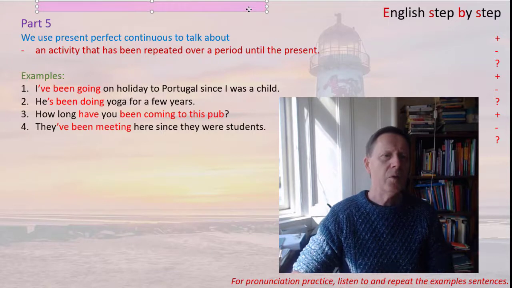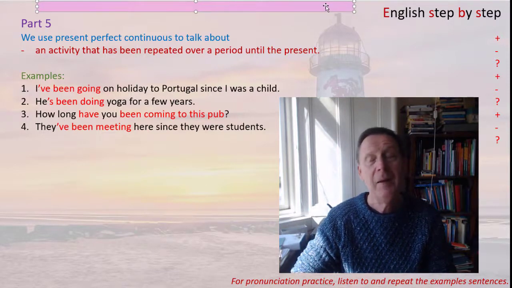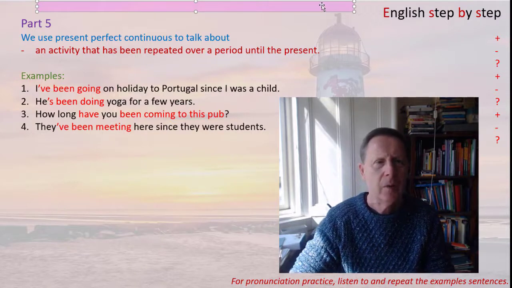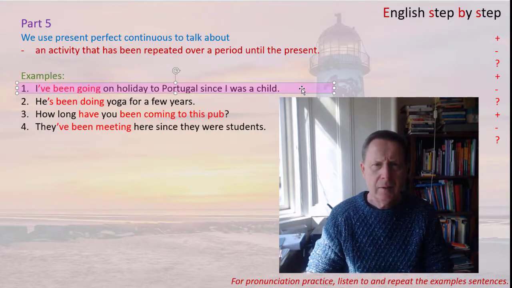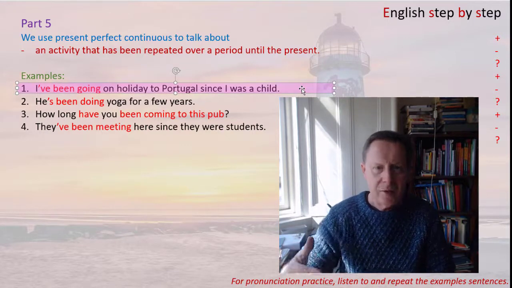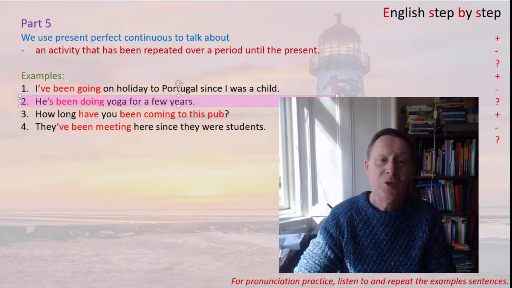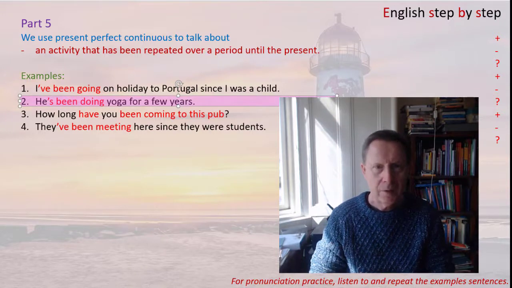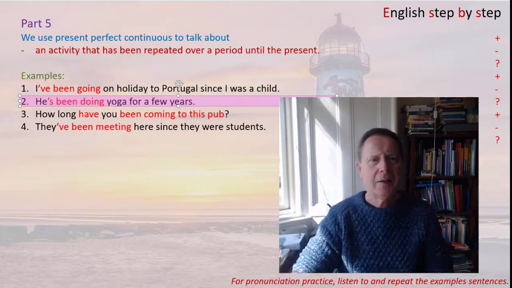Now, we also use the present perfect continuous to talk about an activity that has been repeated over a period until the present. And maybe it will be repeated in the future. For example, I've been going on holiday to Portugal since I was a child. In other words, it was a repeated travelling experience. Number 2, I've been doing yoga for a few years. In other words, going to all the repeated classes.